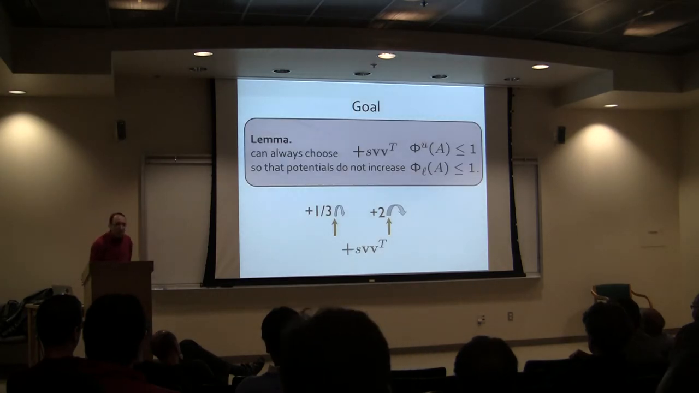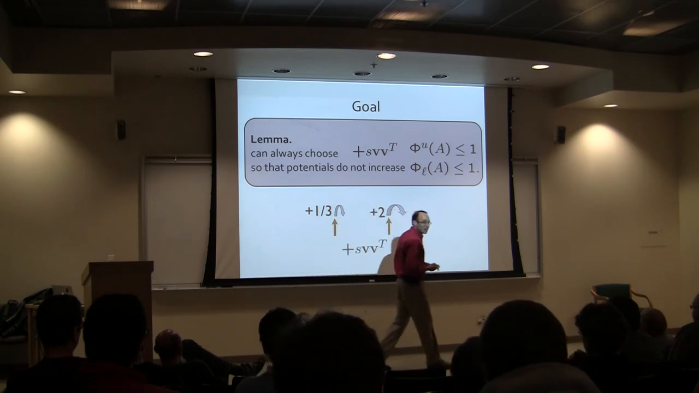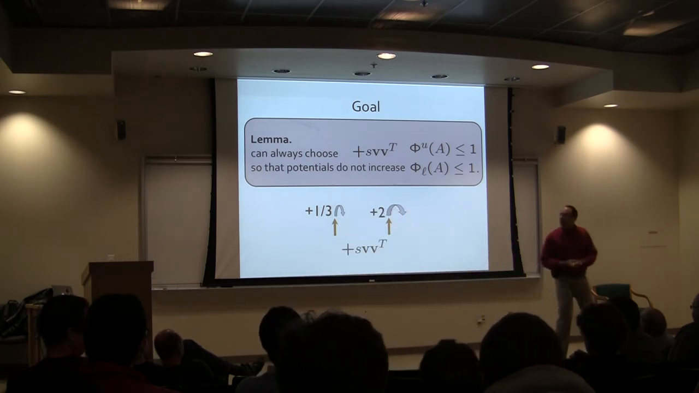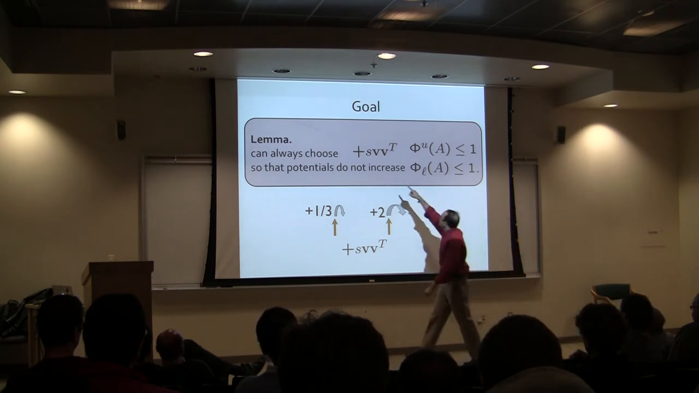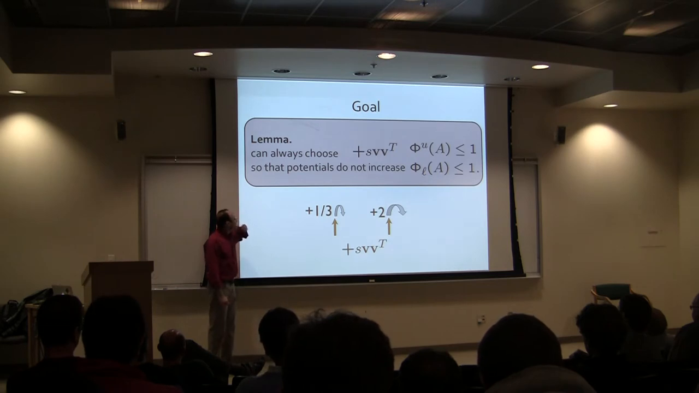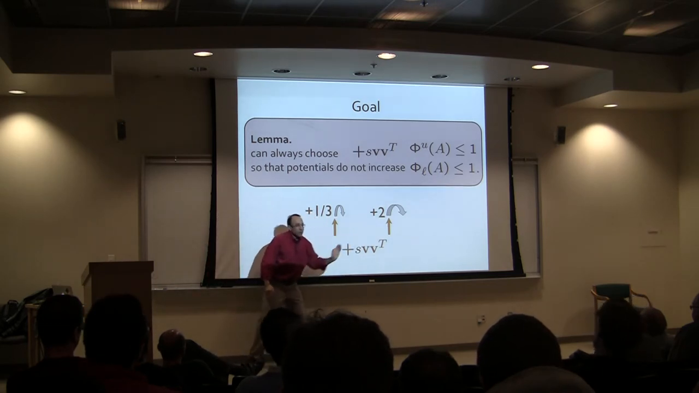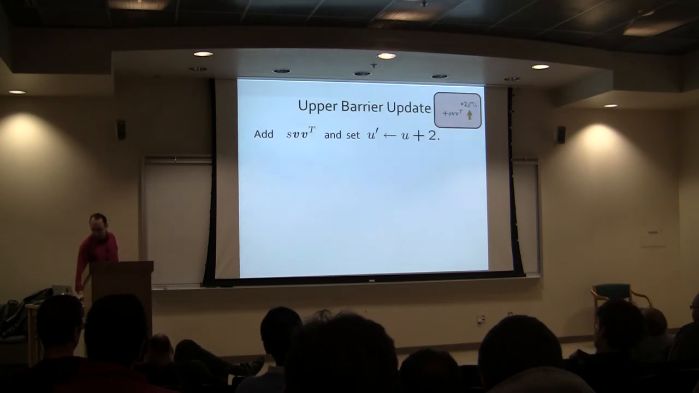Okay, so now, as I said, I just want to show you a little bit of the proof in about 5 minutes, and then I'll finish the talk. But I can sketch, I think, everything. So again, our goal is to show we can always choose some multiple of one of our vectors, given that those vectors are a decomposition of the identity, so that when I move the barriers forward, these barrier potential functions do not increase, given that they were at most 1.